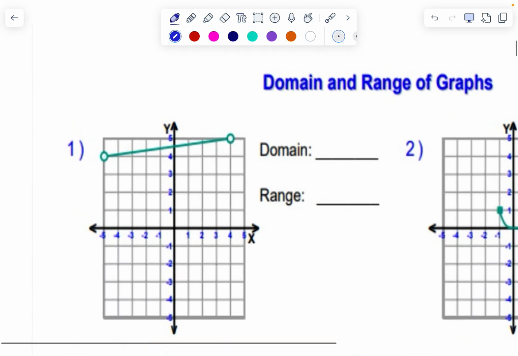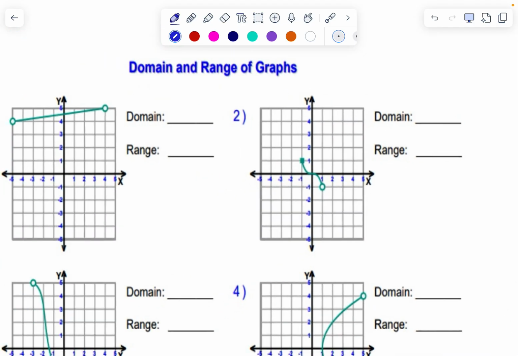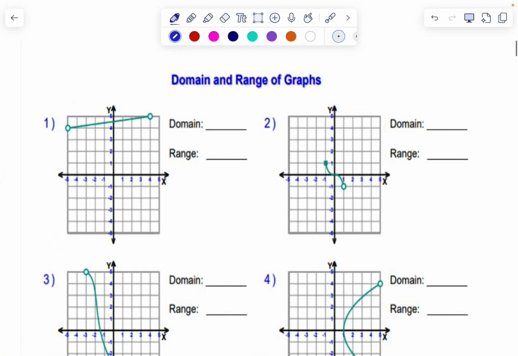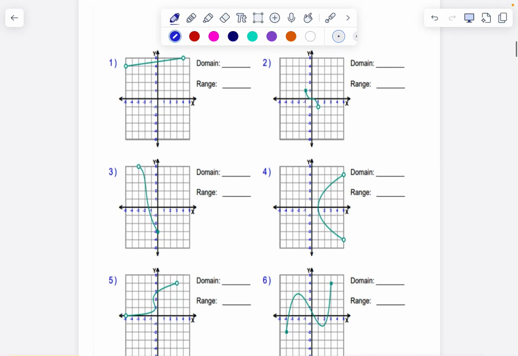what does an open circle mean? Do you think that means included or not included in your domain or range? Not included. Good. But like over here on this one, a closed circle means included. Okay. Please don't draw these graphs. Just give me the domain and range for each one.